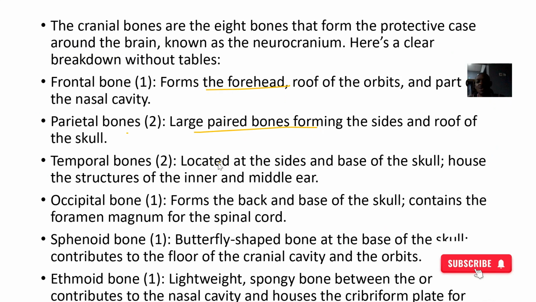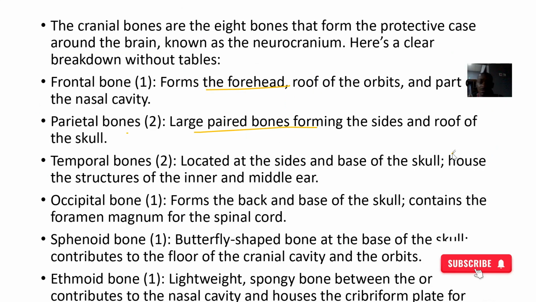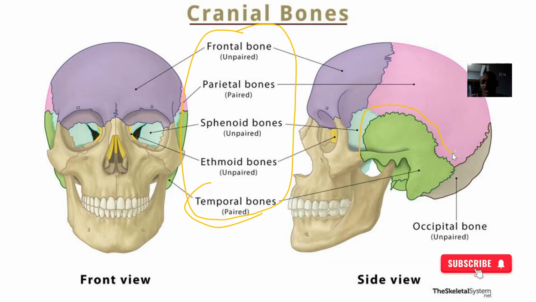Then we have the temporal bone, which is located at the base of the skull. That one is also paired. So this is a frontal view and a side view. In the side view, you can actually see the temporal bone properly. The temporal bone is going down, just below the parietal bone. Then we have the occipital bone, which is actually at the back.